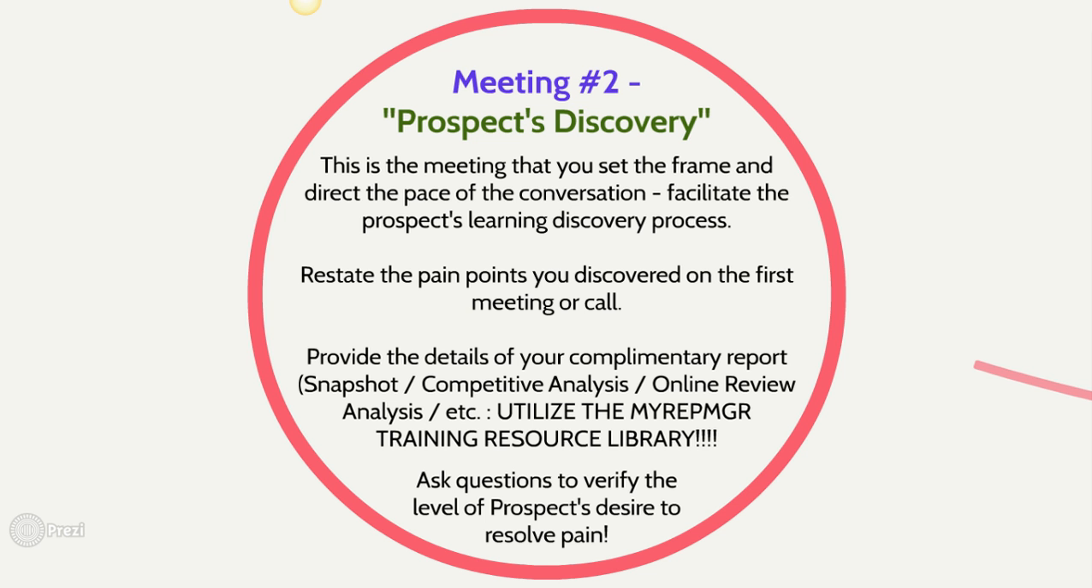When you set up meeting 2, this is going to be more of the prospect's discovery. This is the opportunity that you set the frame and you direct the pace of the conversation and you facilitate the prospect's learning discovery process and ensure that it's tracking right along with you. A great way to do this is you reinstate the pain points that you discovered on the first call, and you provide the collective materials such as a snapshot or competitive analysis or an online review analysis to accentuate the pain that they shared with you.